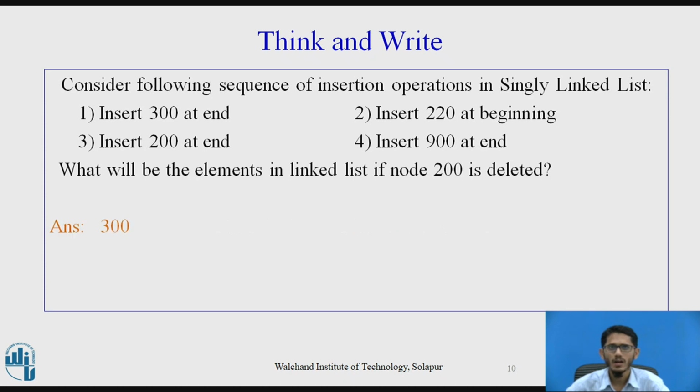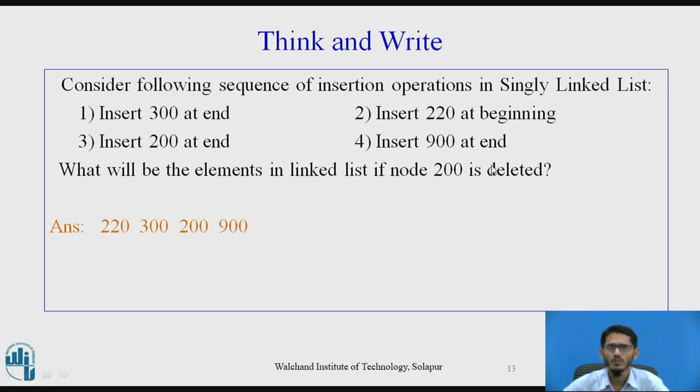Okay, we will see how the elements are added first. First of all, we are having 300 that is added at the end of the linked list. Initially we know that the linked list is empty, so after adding 300, it will be the only element in the linked list. Then 220 is added at the beginning, that means we have now the elements 220 and 300. Then 200 added at the end, we have elements 220, 300 and 200 in that order, and finally 900 at the end is added. So that means we have elements as 220, 300, 200 and 900.